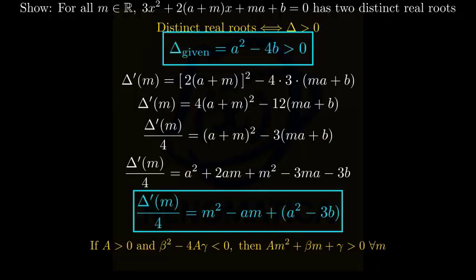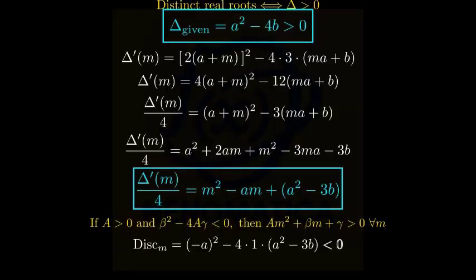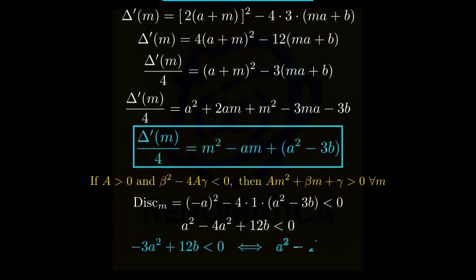A quadratic alpha m squared plus beta m plus gamma is positive for all m if its leading coefficient is positive and its discriminant is negative. Here, the leading coefficient is 1, which is positive. So we check the discriminant with respect to m. Compute negative a squared minus 4 times 1 times (a squared minus 3b) less than 0. After simplification, this becomes a squared minus 4a squared plus 12b less than 0, which is negative 3a squared plus 12b less than 0, or equivalently a squared minus 4b greater than 0. But that is exactly our key fact from the beginning.